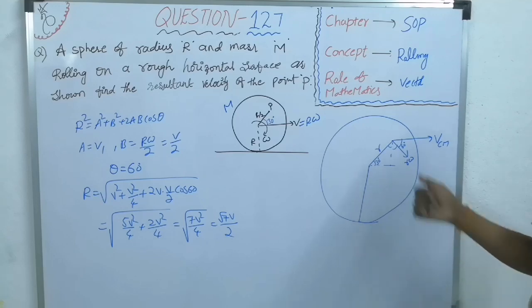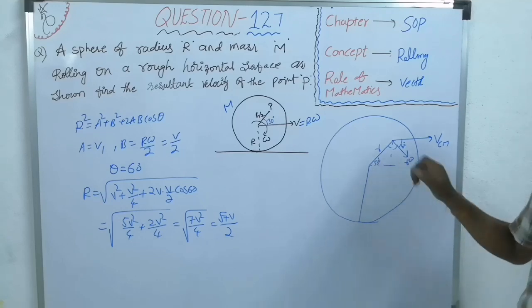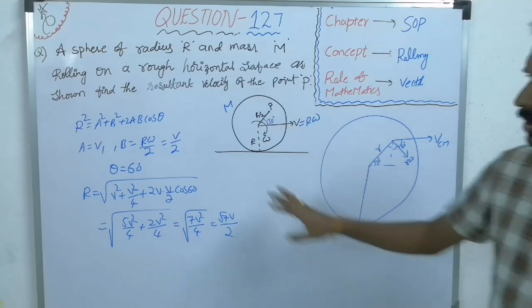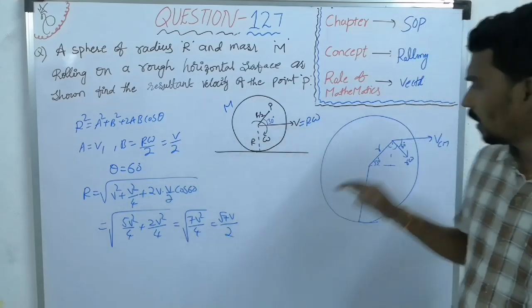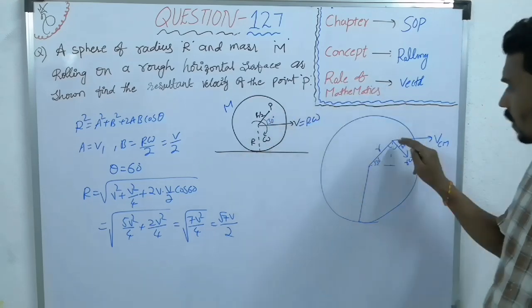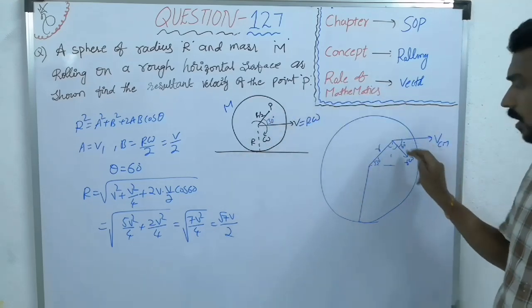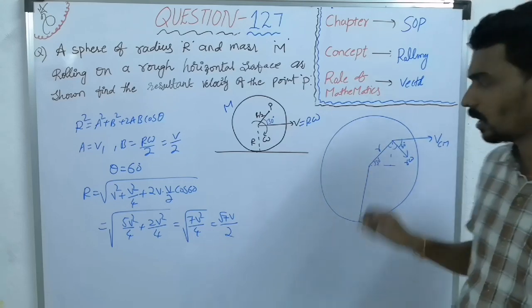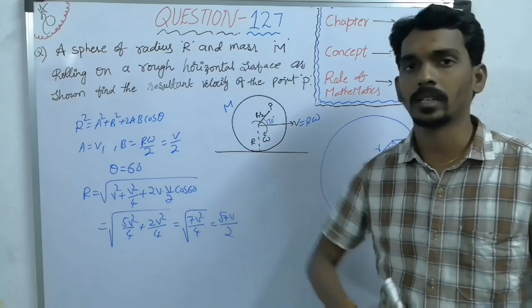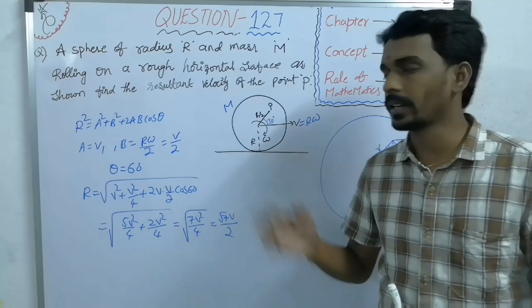Or in general, if you want, you can take it as theta, then you can substitute. But my suggestion: for an independent point, whatever they will give, take one velocity due to translational motion, one velocity due to rotational motion, find the angle and then substitute in the resultant vector formula. Then you will get the final answer.